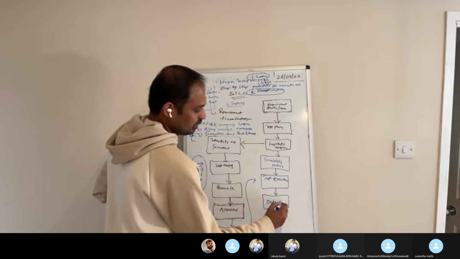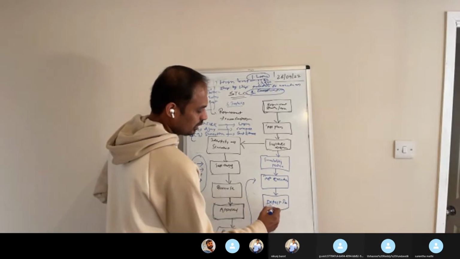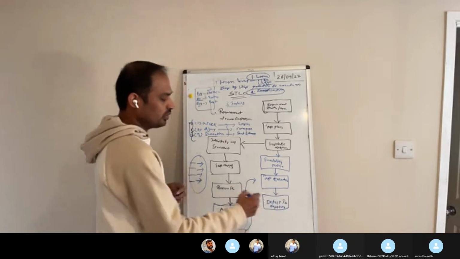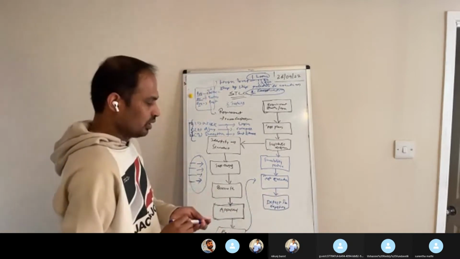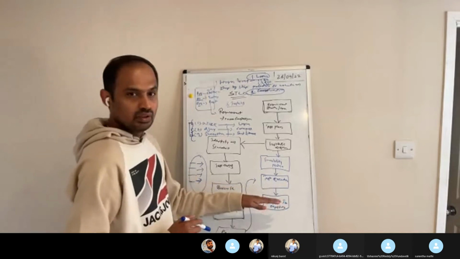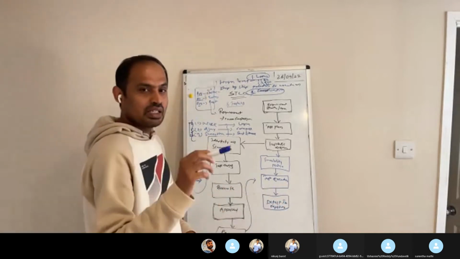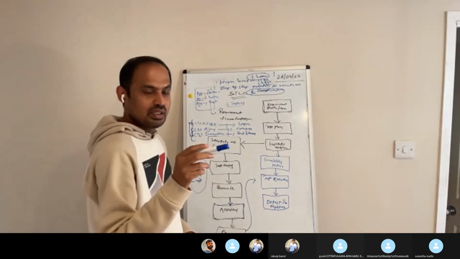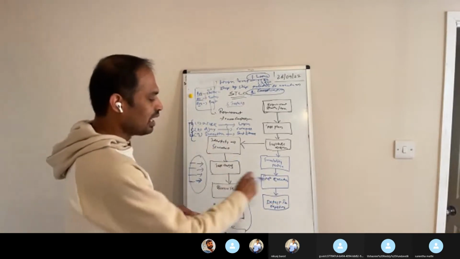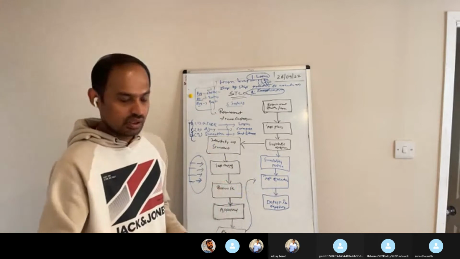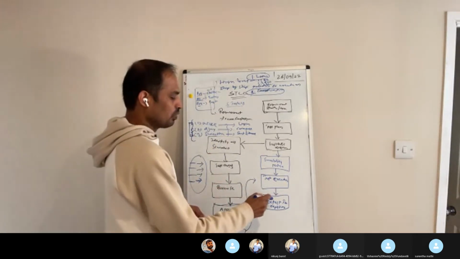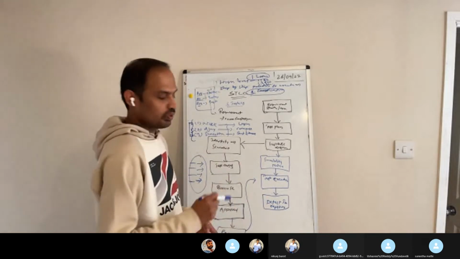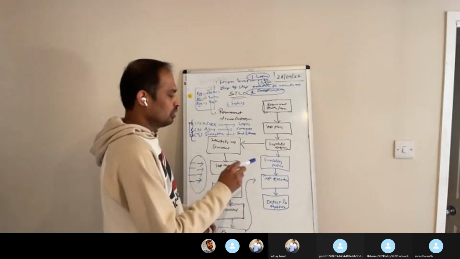Defect tracking, or defect reporting. What do we do in defect reporting? Once we find a defect, we'll raise it to the developer. I'll explain the defect lifecycle in a few minutes. If we find a defect, we'll send an email to the developer that we have found this defect, so you need to fix it.